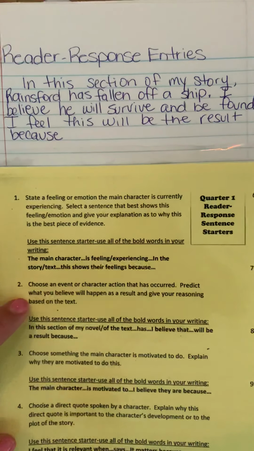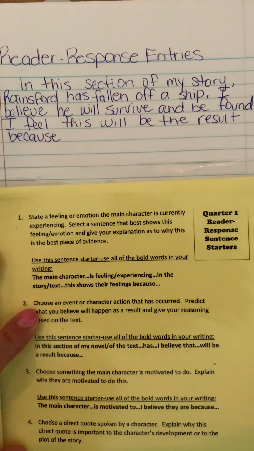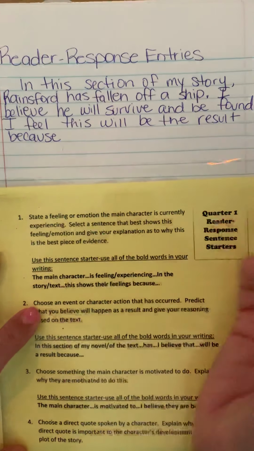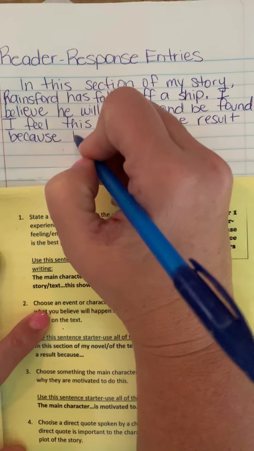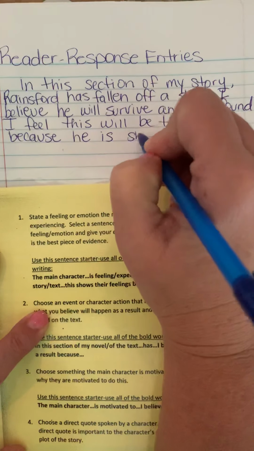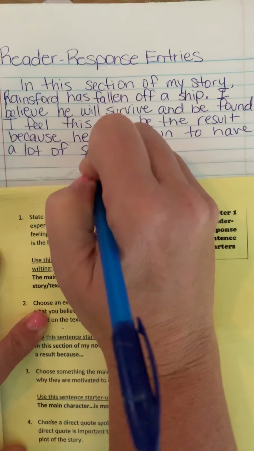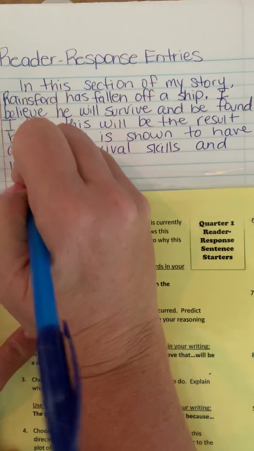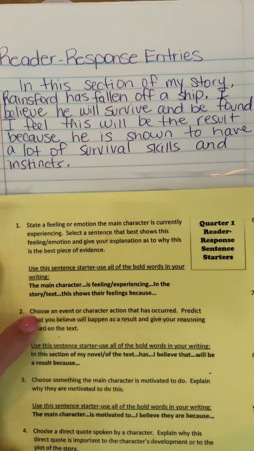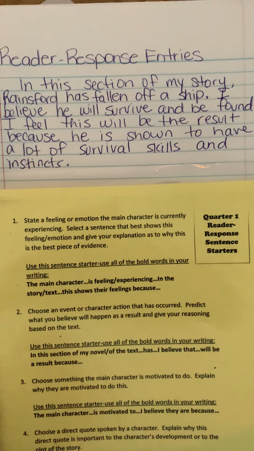because, and here's where I'm really showing my reasoning. What is it in the text that makes me think that? What happens in the story is the author gives me a lot of clues about this character. So I think that he can survive this because we really know a lot about his survival instincts already. So I feel this will be the result because he is shown to have a lot of survival skills and instincts. His conversations have told me, because he's a hunter and because he's an outdoorsman, that he knows a lot about dangerous situations, and I think that he is going to survive this falling off of the ship.